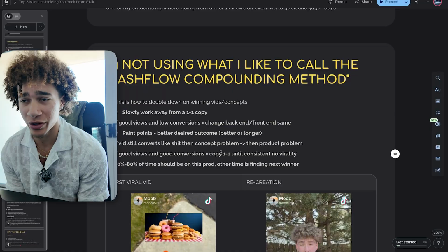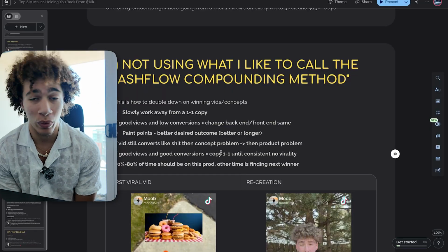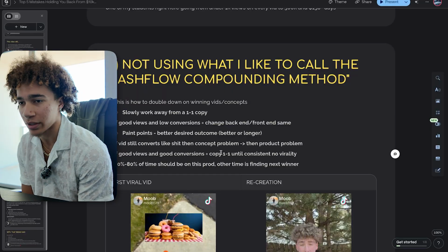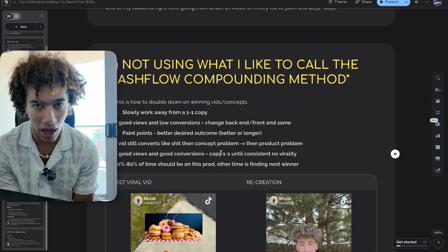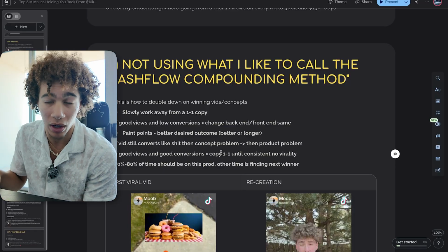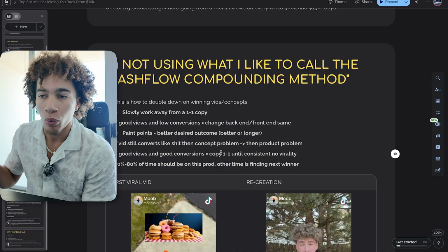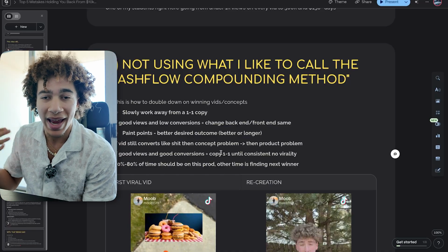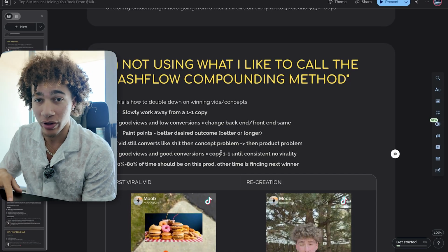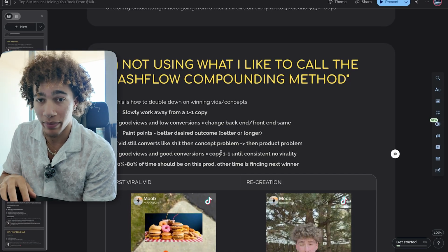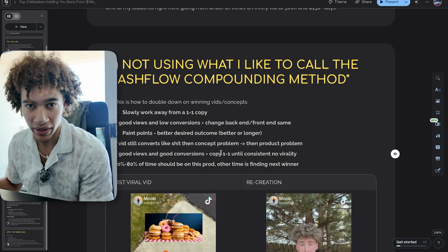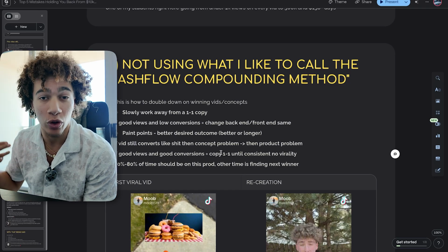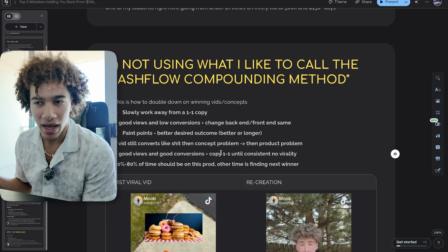So this is the strategy of doubling down on winning ads, winning videos, plus concepts, right? So you need to slowly work away from a 1-to-1 copy. This is after you go viral, right? You're posting good videos, so you go viral. Once you get a viral video, you need to copy that video as closely as possible. And as you keep recreating it and you're not going viral, the further you get away from that original virality, the more and more you need to change about that video and get original, get creative to re-spark that virality, right? So that's how this works.